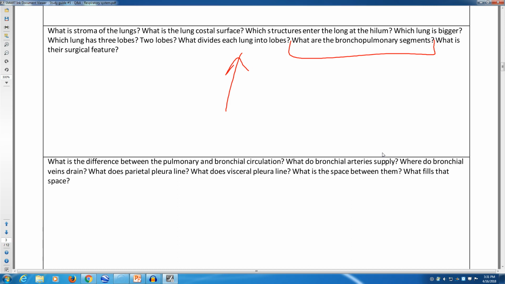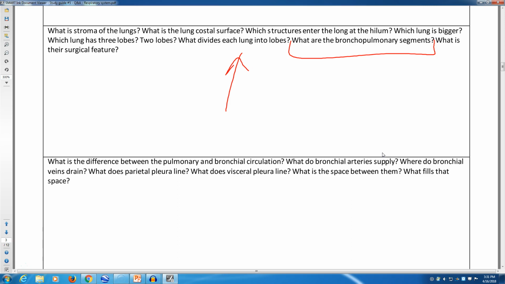Pulmonary and bronchial circulation. Know the difference between them. Understand that pulmonary is all about gas exchange and getting oxygen from the alveoli to the systemic circulation and other visceral organs, while the bronchial circulation is about supplying oxygen and nutrients to the lung tissue, right?